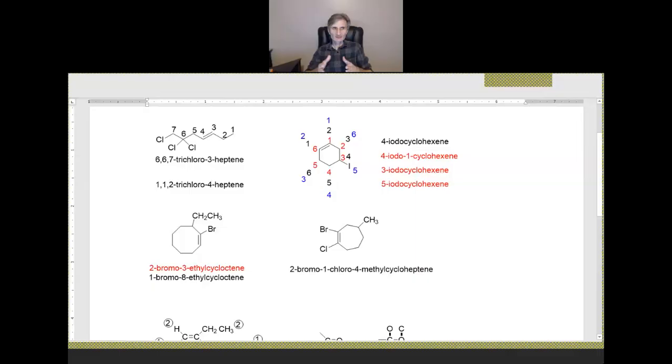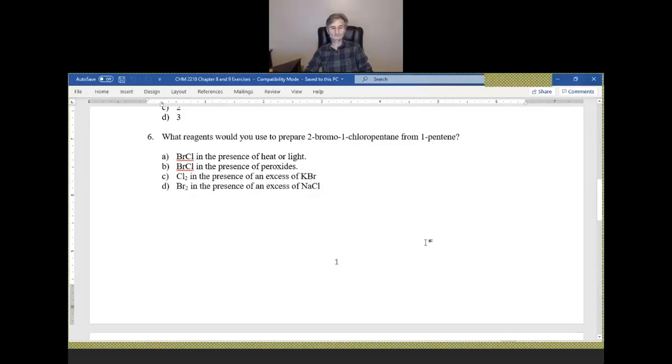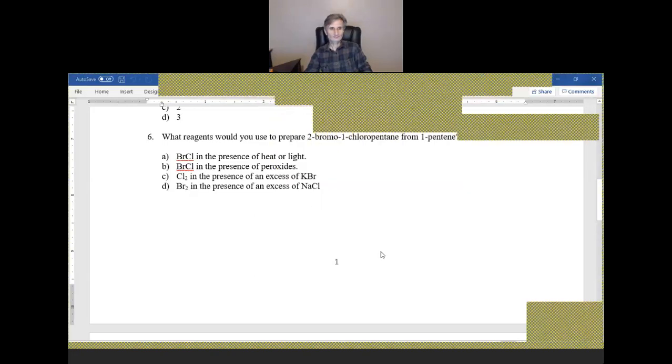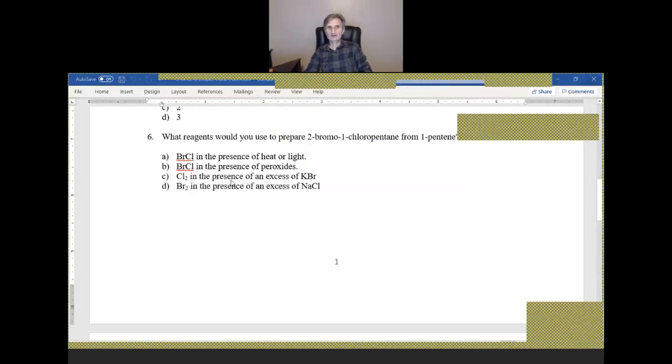So as you can see from these exercises, you have to do a lot of writing on your own, and then match your answer with the correct answer. And I'm sharing the wrong one. So you can see it matches answer C, chlorine in the presence of an excess of potassium bromide. So the correct answer is 6C.